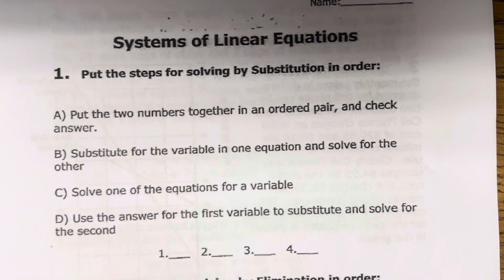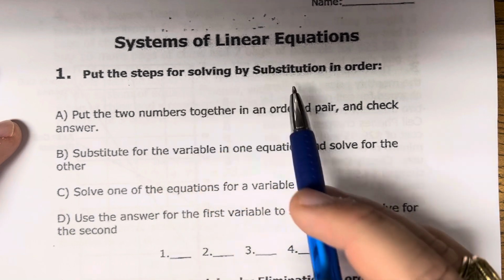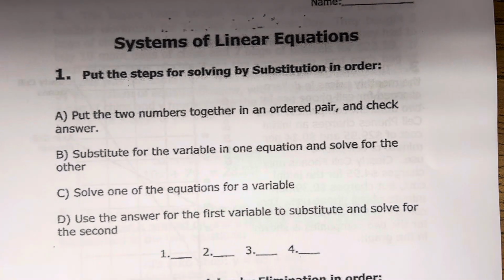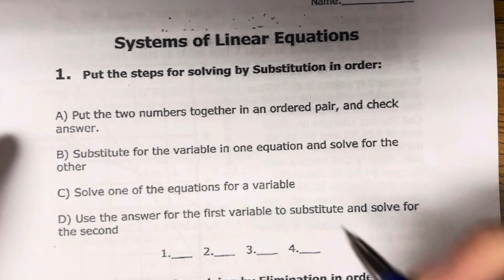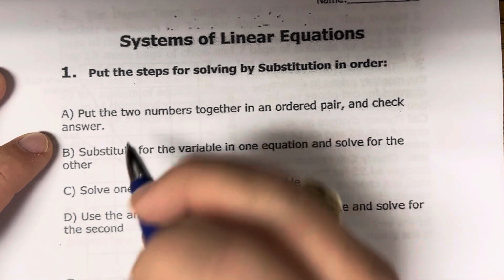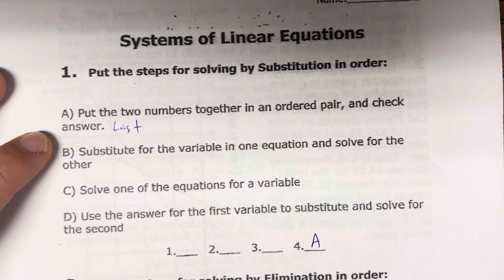All right, here's the review for the systems of equations. And the first thing we're going to do is put the steps for solving by substitution in order. So for this one right here, let's read through them. We got put the two numbers together in an ordered pair and check the answer. So checking the answer, that's going to be the last thing we're going to do. I'll put that at step 4.